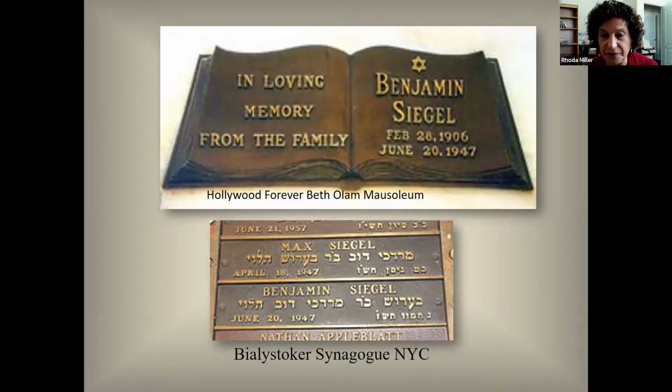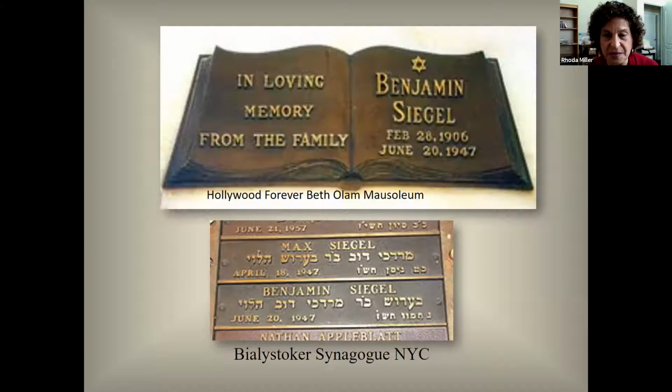On the top photograph is his gravestone in the Hollywood Forever Mausoleum, which is in Hollywood, California. The photo on the bottom shows him together with his father, Max Siegel, on memorial plaques, which are very common in synagogues, where people put up plaques memorializing the deceased. It's not a burial, it's just a memorial plaque. And this one is in the Bialystoker Synagogue, which is in downtown Manhattan.